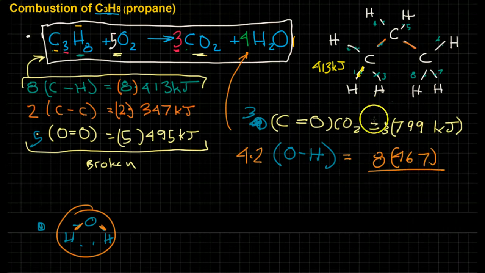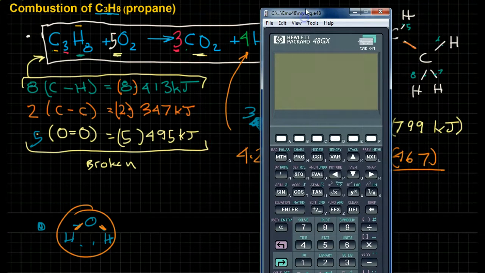Okay, now the trick is I'm going to take the bonds broken and the bonds formed, and add them all up, and that's going to give me the energy for the reaction. So I need my megalithic calculator here to do it. Leftovers from the last one. I've got 413 kilojoules. And that's energy going in, so that's going to be positive, right?